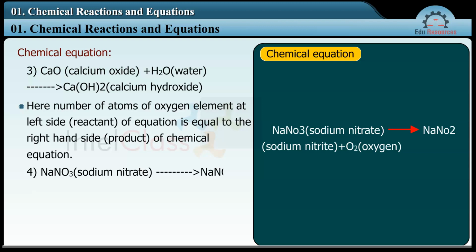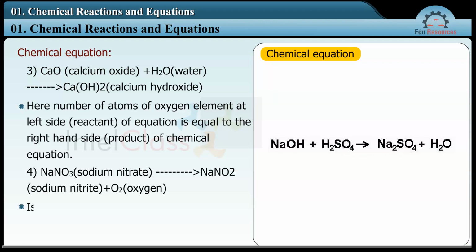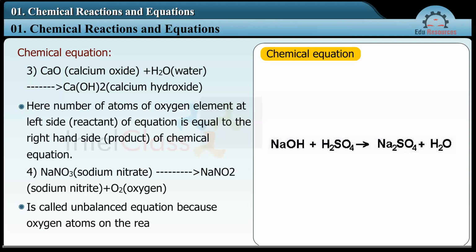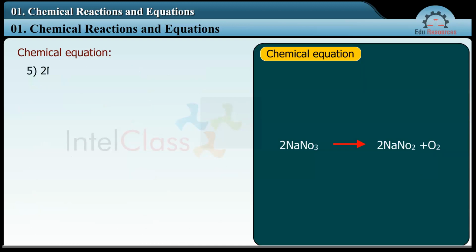NaNO3 gives rise to NaNO2 plus O2 is called an unbalanced equation because oxygen atoms on the reactant side is 3, whereas on the product side is 4. 2NaNO3 gives rise to 2NaNO2 plus O2 is a balanced equation.